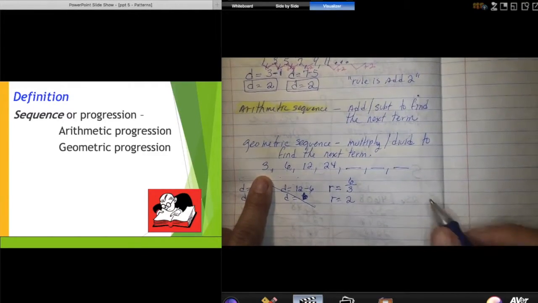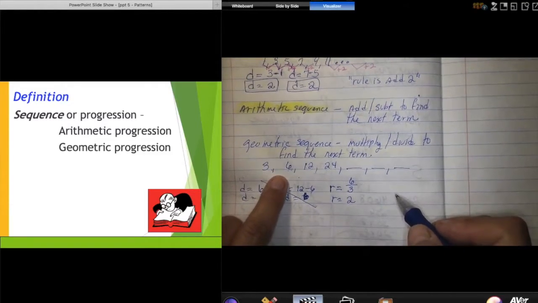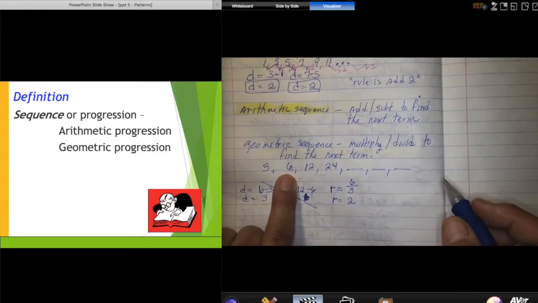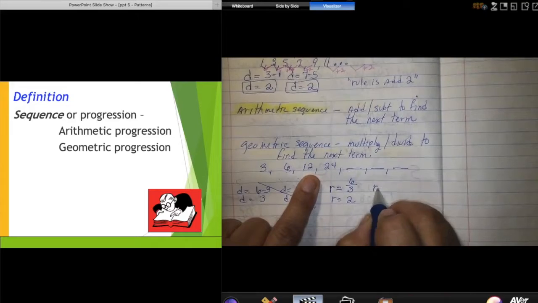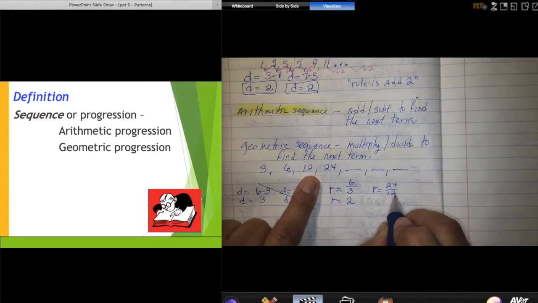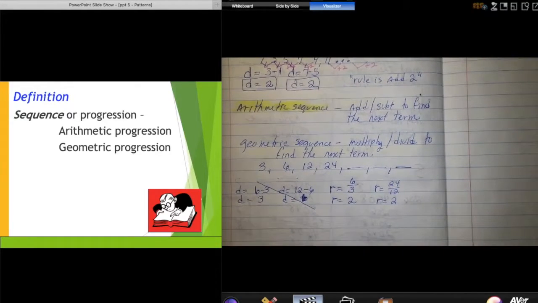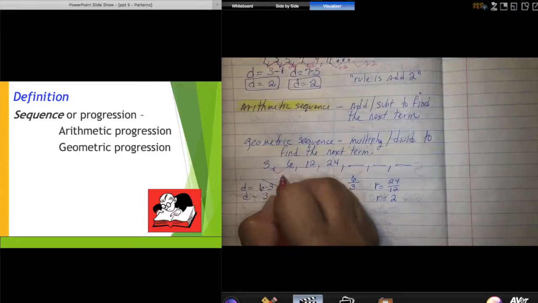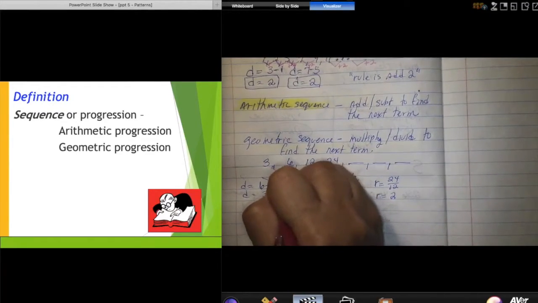So what we're doing here is multiplying by 2. 3 times 2 is 6. Let's try it again for another set of numbers. Let's try the 24 over the 12. 24 divided by 12 is 2. Okay, so our pattern, our rule, is times 2.